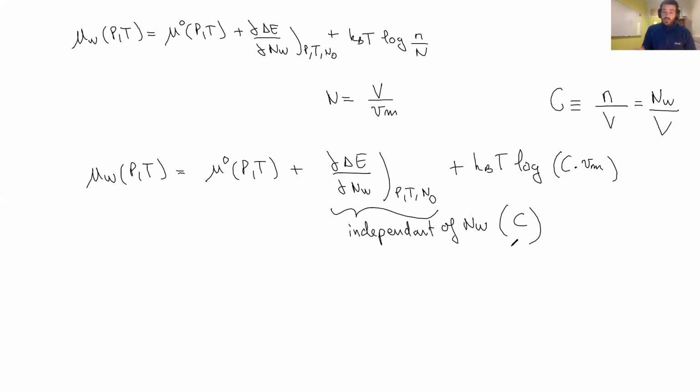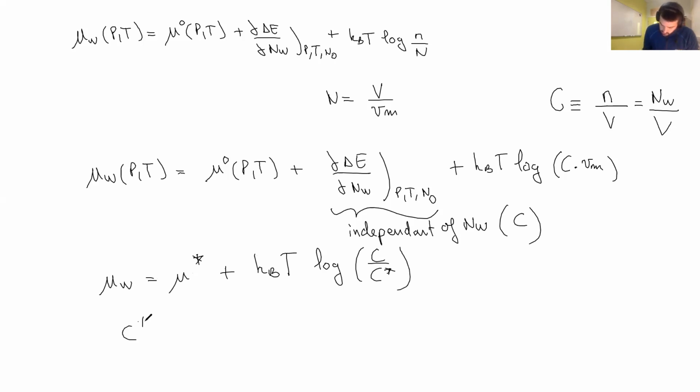As a consequence, I can always rewrite that by introducing a reference scale of concentration, plus kBT log of a ratio of concentration over C star, where C star is just the concentration C at which the chemical potential is equal to mu star. The only dependency on C being here.